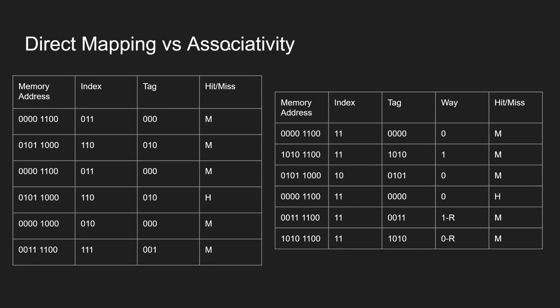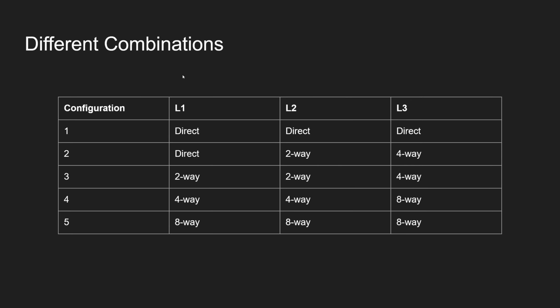So now we have direct mapping versus associativity, and this is where we're going to be comparing our benchmarks. We're going to have all three levels of cache, L1, L2, L3, be direct mapped, and we're going to compare that to fully associative, 8-way. We're going to be trying out different combinations and different configurations. That's my next slide right here. For instance, for one, we're going to do direct, and then it's going to lead all the way up to 8-way. This is what we're going to be testing.